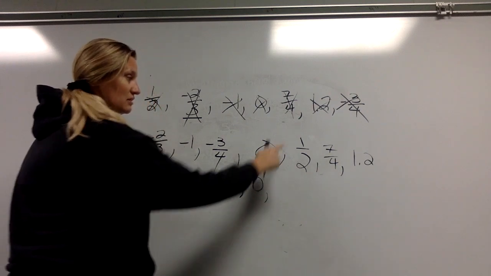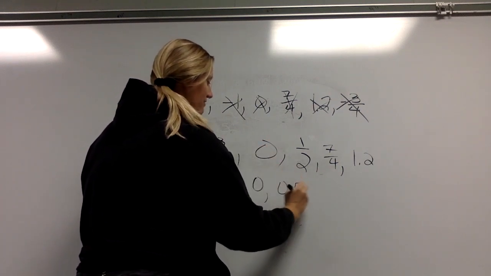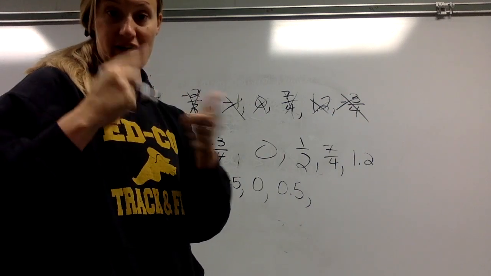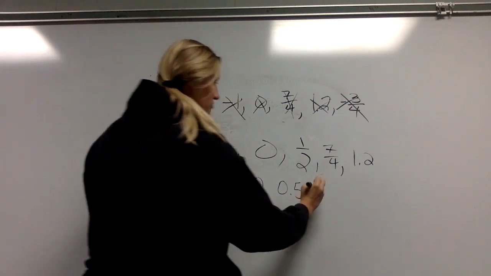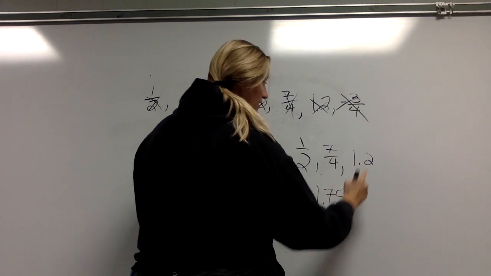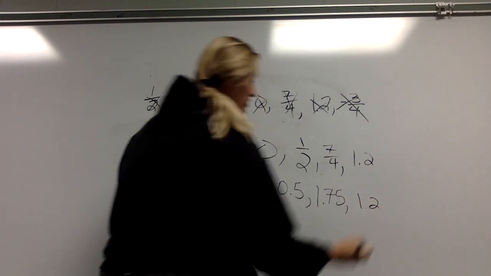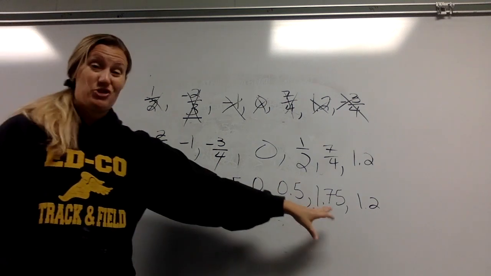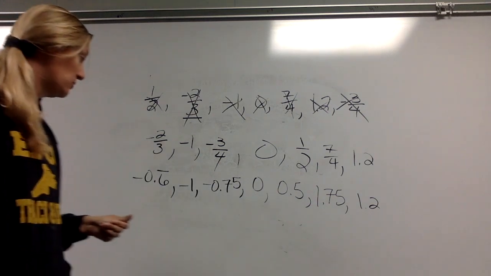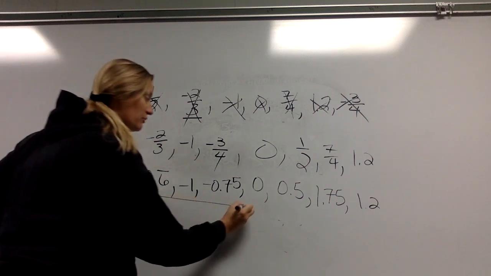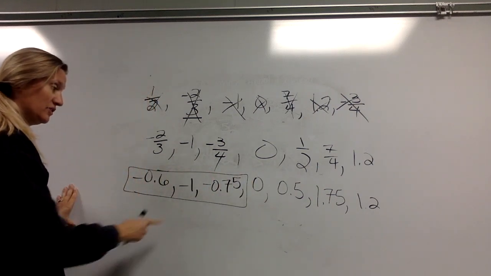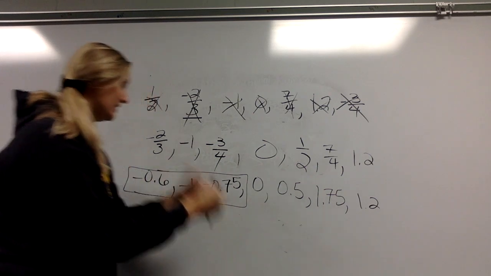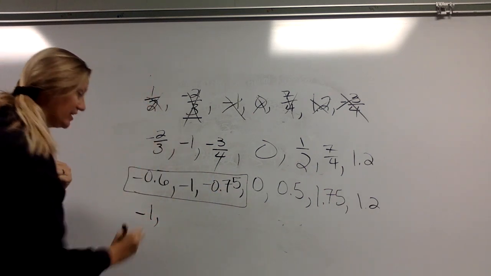0 stays. 1/2 becomes 0.5. 7/4, again, if you don't have that one memorized, you can go ahead and take top divided by bottom, but that is 1.75. And 1.2 is already a decimal, so I just rewrite it as 1.2. Now you can see that they're all decimals, they're out of order. So I need to go ahead and put them in order. The negatives, remember, work opposite than the positives. So if these were all positive, negative 1 would be the biggest. So with negative, that's the opposite. It's my smallest. Negative 1 goes here.